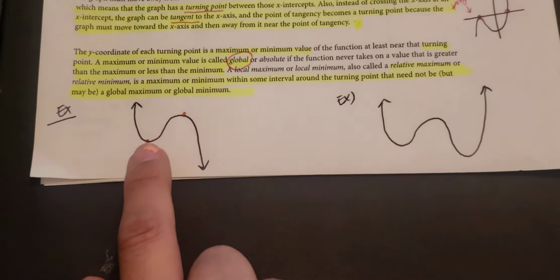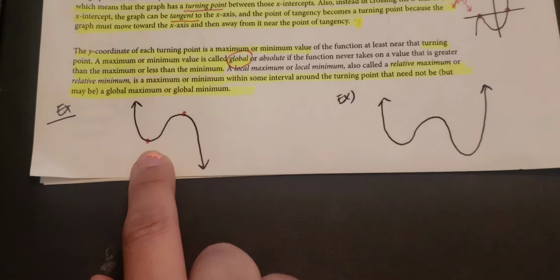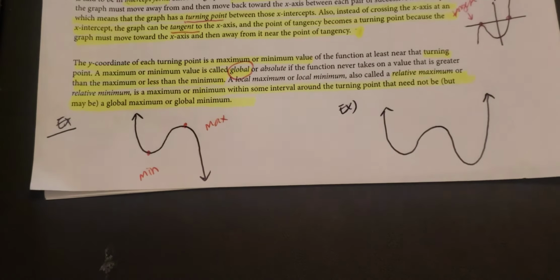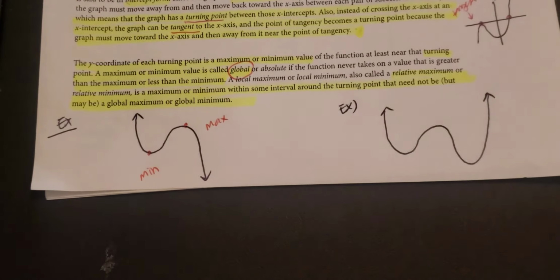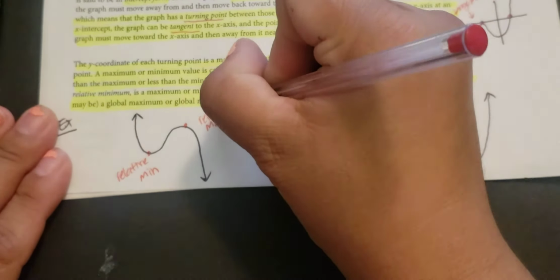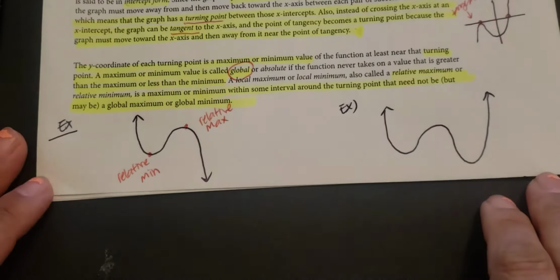So this point is considered a minimum. This point is considered a maximum. So min and maximum. Now, if you're wondering, should this be a global or a relative? These would both be considered relative, okay? So this is a relative min and a relative max, okay? And let me explain why.